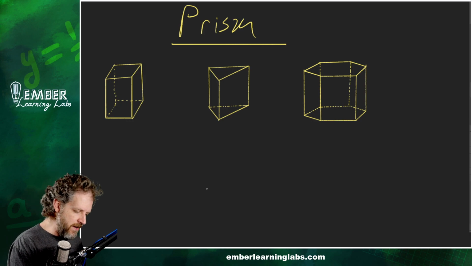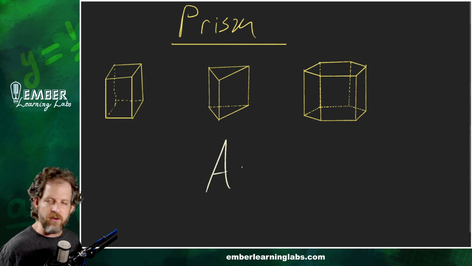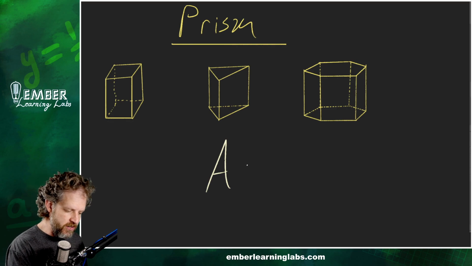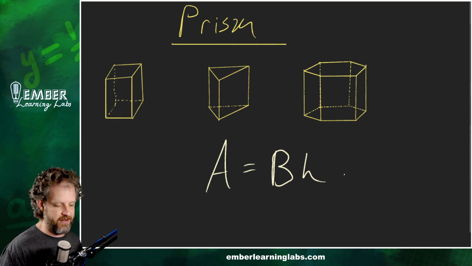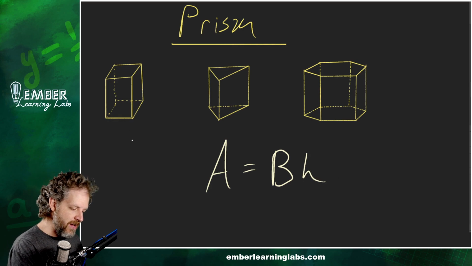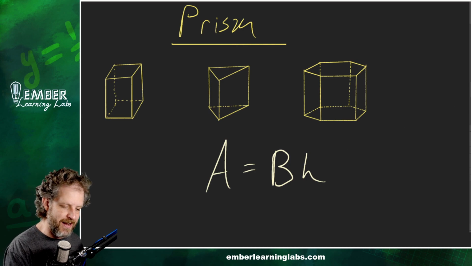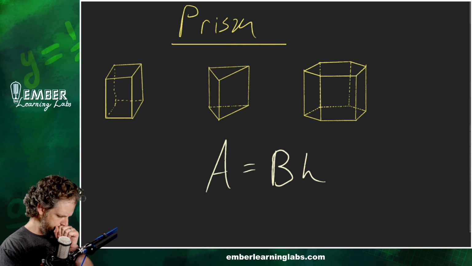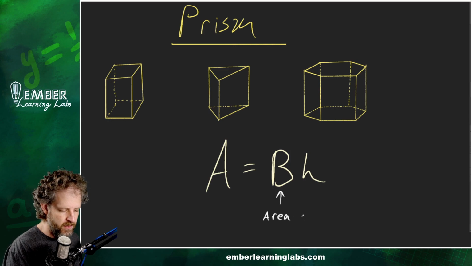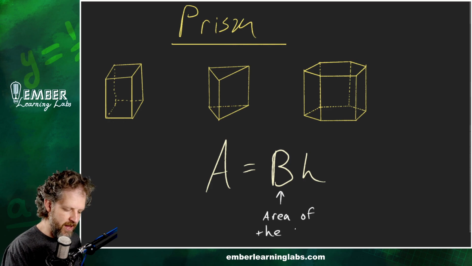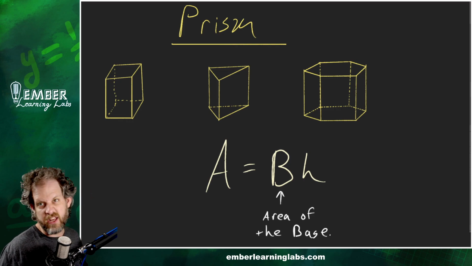So to find the volume of any prism, whatever else it is, what we do is we do big B times H. So what is big B? We've got to define that. Big B is the area of the base. Just one of the bases, right? It's going to be the same.